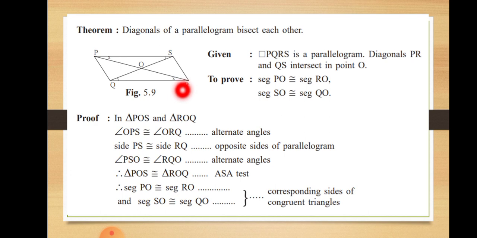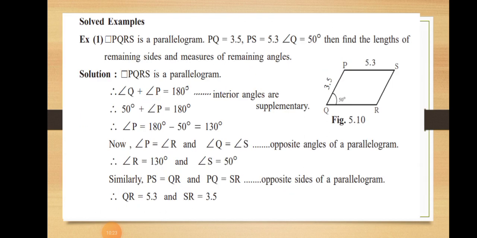Corresponding sides of congruent triangles. Hence we proved segment PO is congruent with segment RO, and segment SO is congruent with segment OQ. Hence the next property: the diagonals of a parallelogram bisect each other. Bisect means what? It means the measurements are the same.